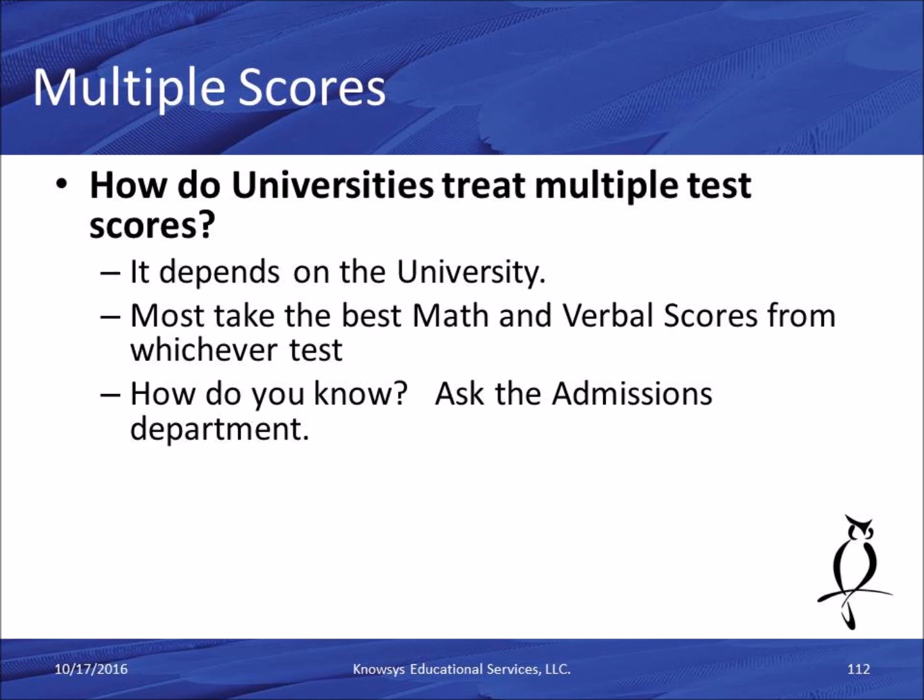So to find out for sure, you call the university admissions department, and you can do this anonymously. You don't have to tell them who you are, and just ask, what do you guys do if I submit an SAT score report that has multiple scores or multiple exam administrations on it? How do you handle multiple SAT scores? And they'll let you know what their policy is.